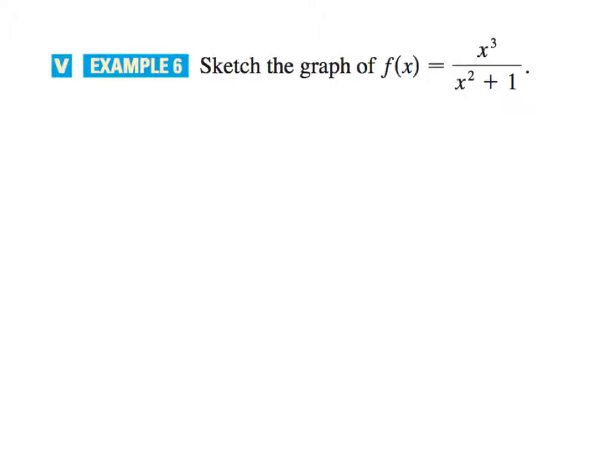Our last example is to sketch the graph of f of x equals x cubed divided by x squared plus 1. Again, we're going to find our domain, our intercepts, and our asymptotes. So go ahead and pause the video, do all three, and then when you come back, you'll see what the result is.